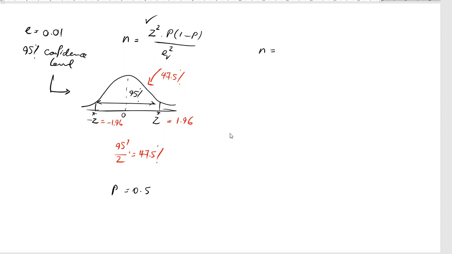Now I have everything to solve this equation. N equals z is 1.96 squared times 0.5 squared over 0.01 squared, and if you solve this you would get 9,604. Remember, if you get any decimal points, you need to round it up to the next value, because always we're looking for a larger sample size.